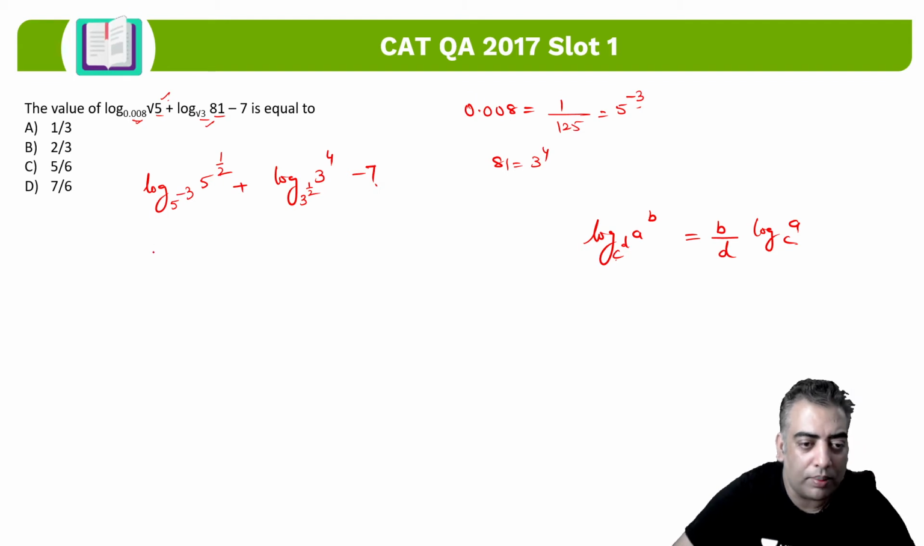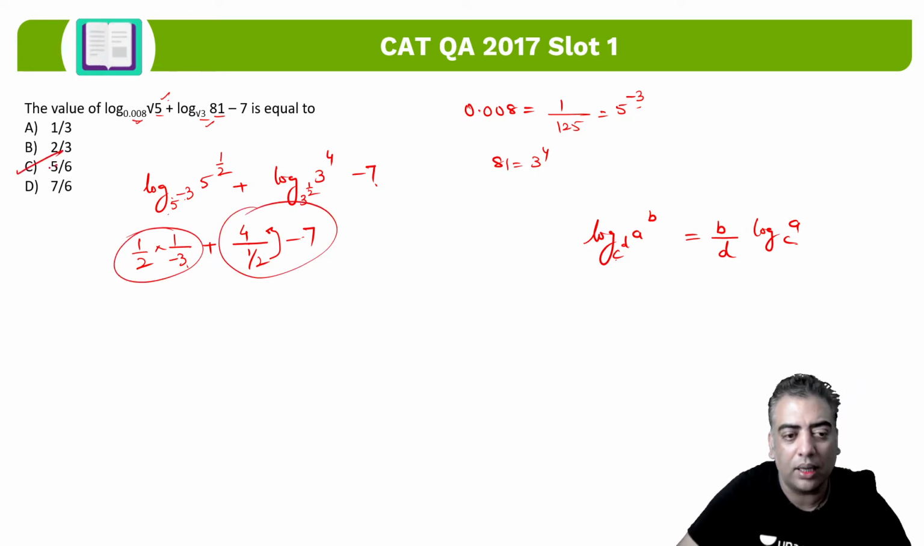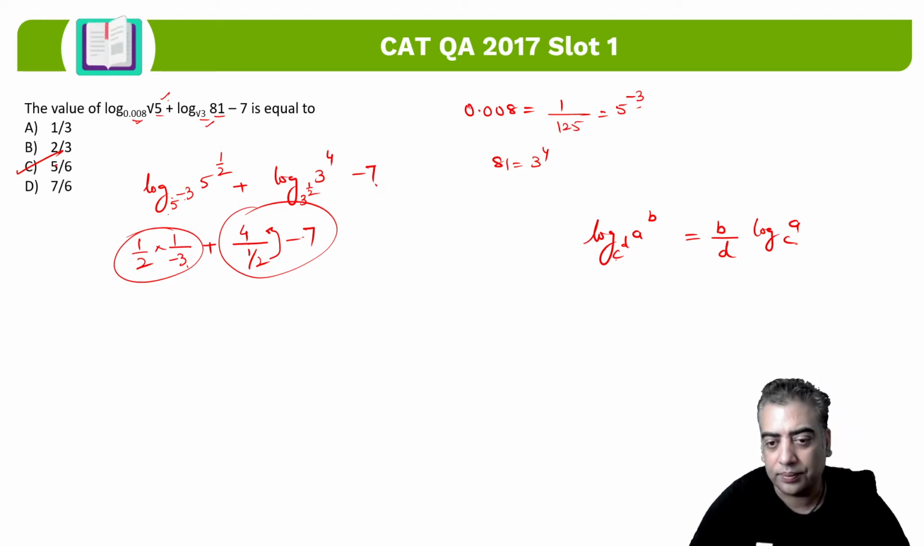So 1 by 2 come outside, and the power of base will also come outside in the denominator now, and log 5 to the base 5 is 1. Plus it will be 4 will come in the numerator, 1 by 2 in the denominator, minus 7. So 2 goes to the numerator, gets multiplied with 4, makes it 8. 8 minus 7 is 1, and this is minus 1 by 6. So 1 minus 1 by 6, answer comes out to be 5 by 6. So the correct answer option is C.